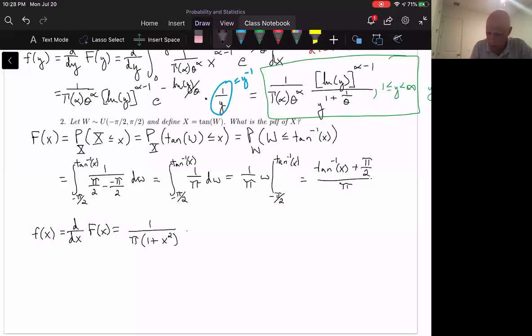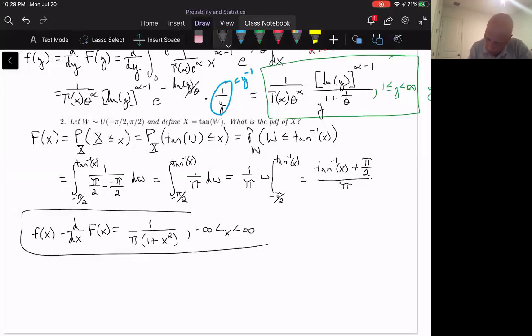And if you evaluate the support, the tangent of negative pi over 2 and the tangent of pi over 2 are both plus and minus infinity. And so x goes from minus to plus infinity. It's the full real line. This one happens to be a known distribution also. This is called the Cauchy distribution.